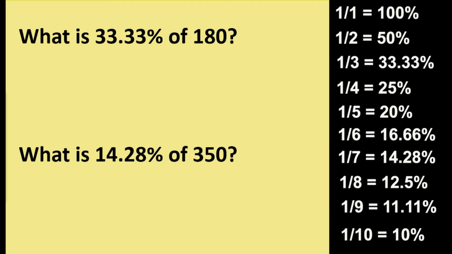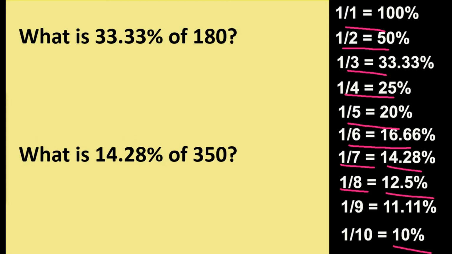The second part: you should first memorize from 1 by 1 to 1 by 10. 1 by 1 is 100 percentage. 1 by 2 is 50 percentage. 1 by 3 is 33.33 percentage. 1 by 4 is 25 percentage. 1 by 5 is 20 percentage. 1 by 6 is 16.66 percentage. 1 by 7 is 14.28 percentage. 1 by 8 is 12.5 percentage, and so on. 1 by 10 is equal to 10 percentage.